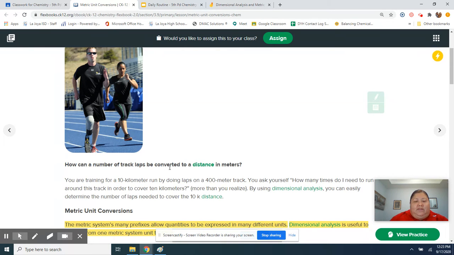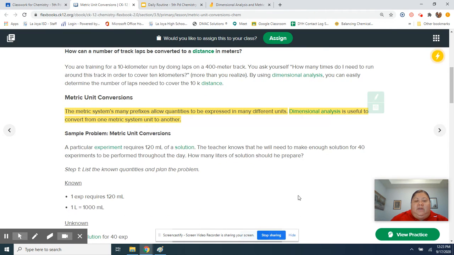So let's say, for example, you have signed up for a 10K. Okay, I don't know if any of you have ever signed up for a 10K, but a 10K is basically a 10-kilometer run. Okay, if you are training on a 400-meter track, you need to ask yourself, well, how many laps does it take for me to reach that 10K distance? Okay, because it is different than a mile. So you can use dimensional analysis to easily determine how many laps you need to run in order to cover that 10K distance. All right.